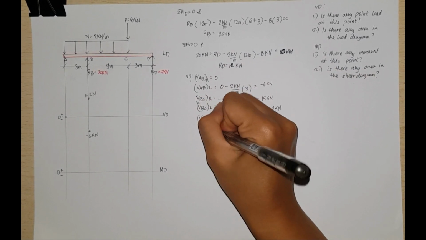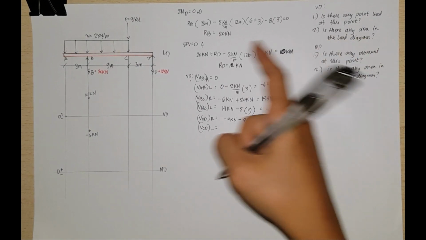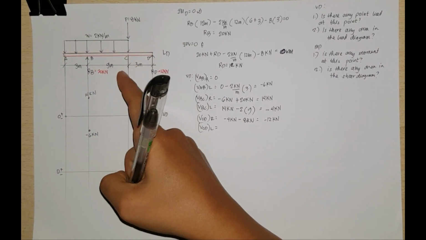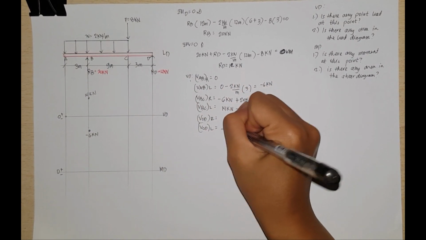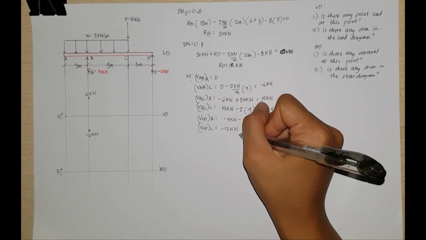And then next, left portion. Is there any area in the load diagram? So wala na tayong area in the load diagram. So copy this one. So negative 12 kilonewton plus 0. So negative 12 kilonewton.